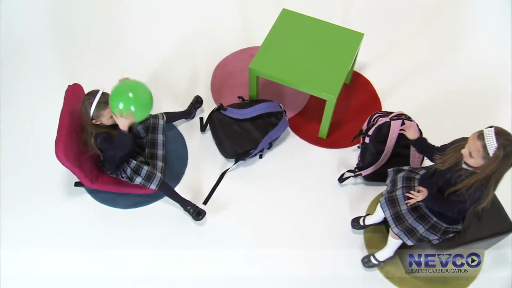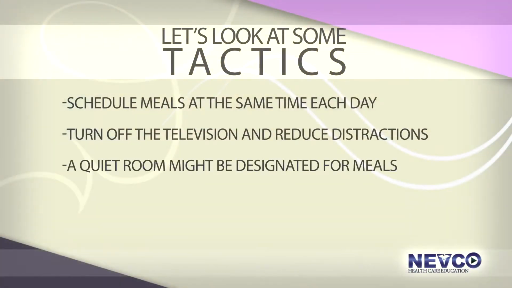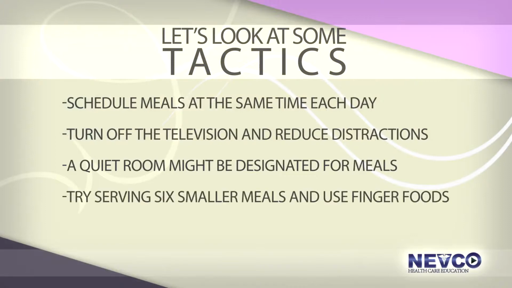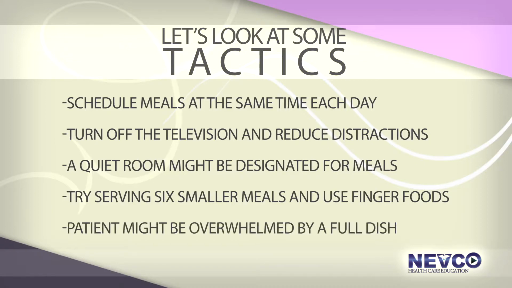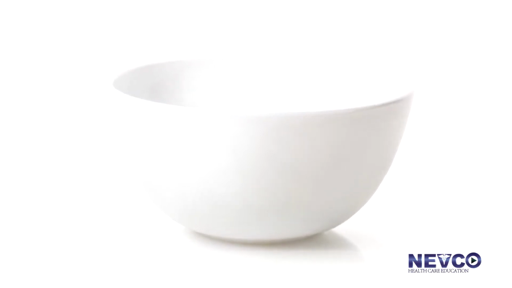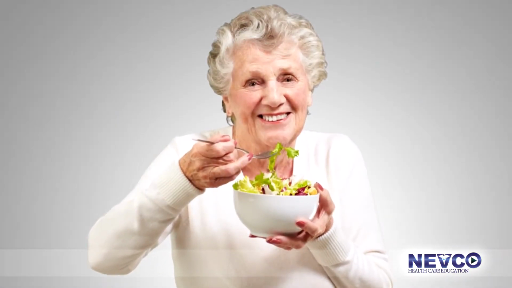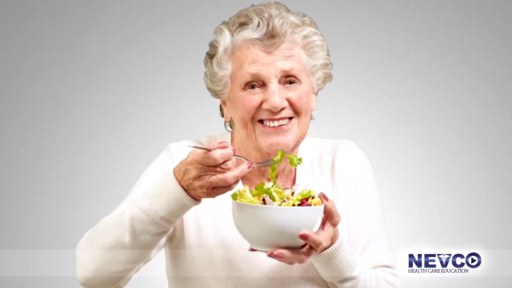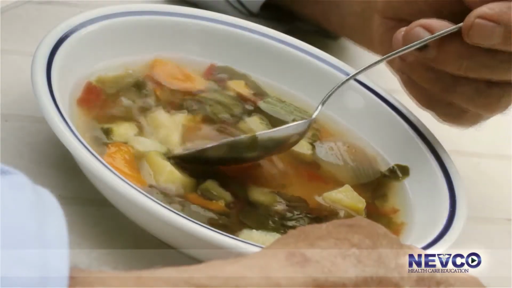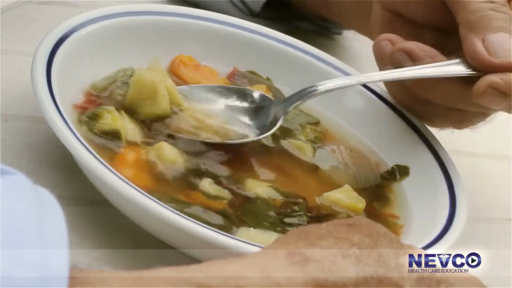Kids laughing, playing games, loud music, boisterous conversations with friends, etc. A quiet room might be designated for meals. Try serving 6 smaller meals and use finger foods that can be consumed while moving about. Patient might be overwhelmed by a full dish, even if it is a very small one. Try to use a large plate or bowl containing a small serving, as this may appear more manageable to the patient, even if it is the same amount of food being presented.